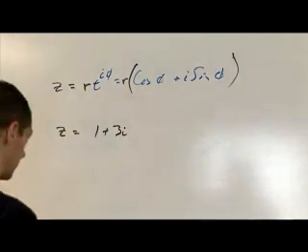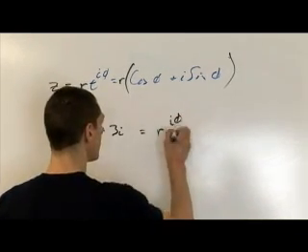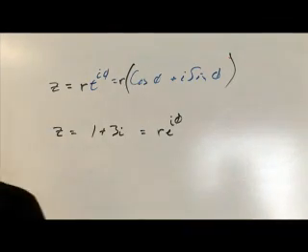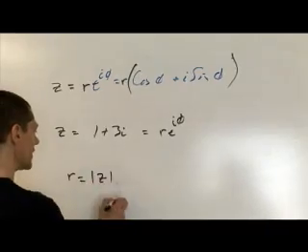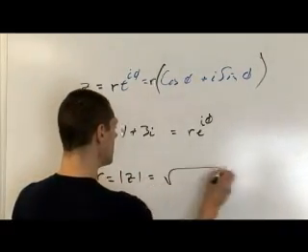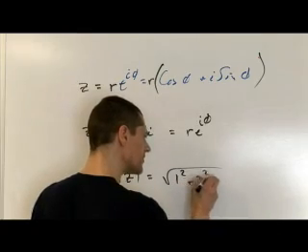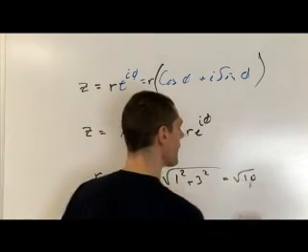In a very short time, they're going to say, write this as r e to the i theta. Well, how do you figure that out? Well, r is the modulus, so r is equal to the modulus of z. r in this case is going to be the square root of a squared plus b squared, which is 1 squared plus 3 squared, the square root of 10.